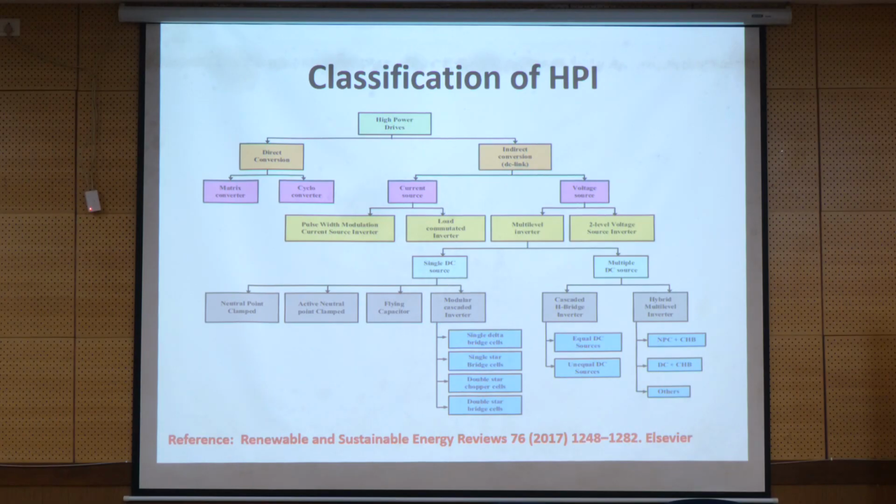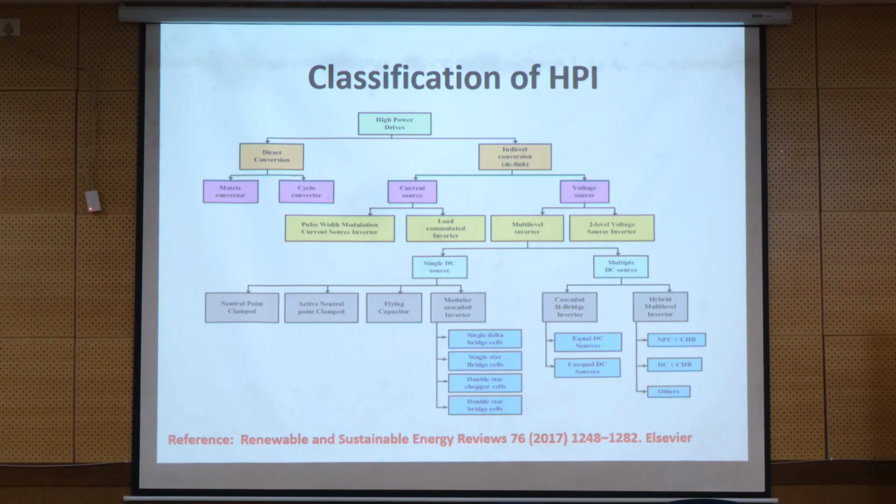Again, this structure, the cascaded H-bridge multi-level inverter, is more popular, and it can be clubbed with other conventional multi-level inverter topologies: the neutral point clamped multi-level inverter plus cascaded H-bridge, the diode clamped multi-level inverter with the cascaded H-bridge, and the flying capacitor multi-level inverter with the cascaded H-bridge. That can also be done with the usage of multiple DC sources that we have.